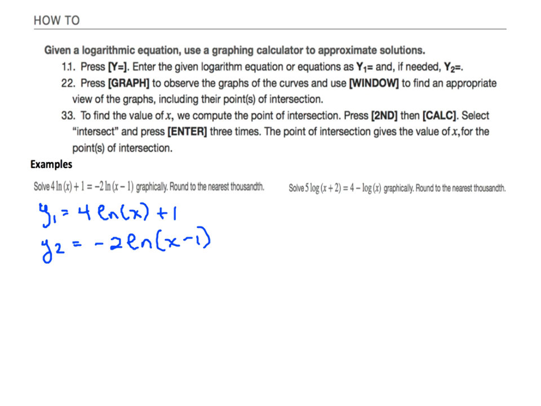Y equals, okay, 4 times the ln of x, end parenthesis, plus 1, and my y2 is -2 times the ln of x minus 1, end parenthesis. And then I just hit graph, and my window is still set from an old graph. Oh, but actually I can see, I'm gonna zoom in a little bit more so I can get a better picture.